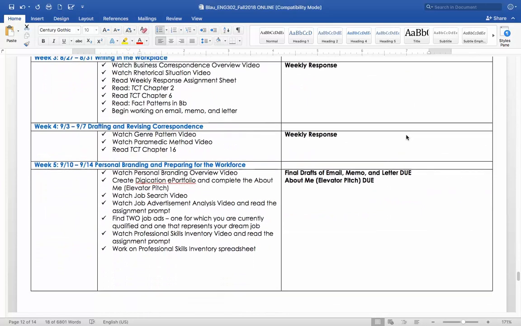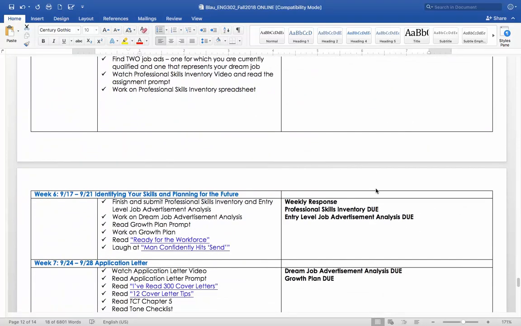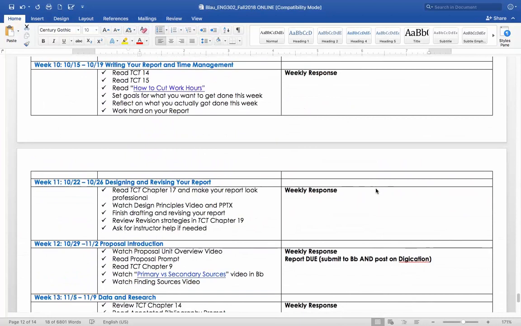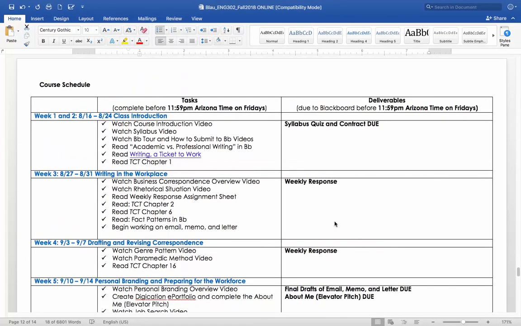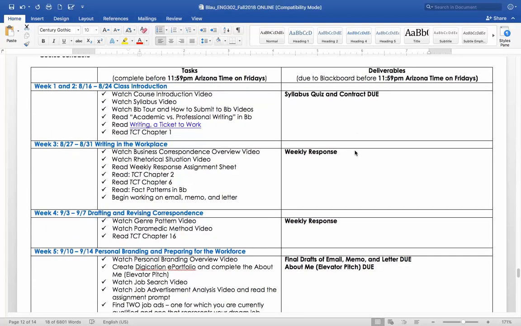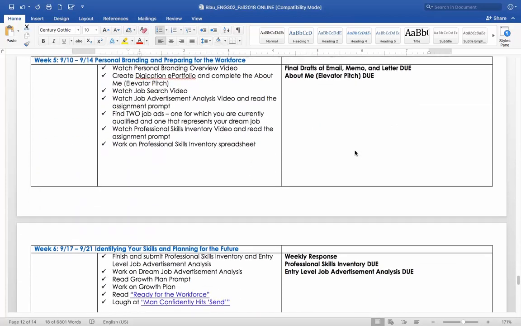So I hope that this was helpful for you. And if you have any questions, please let me know. But I would make sure that you download the course schedule and keep it handy. If you have any questions about how to read the course schedule or how to understand when things are due, please let me know and I will be happy to explain it to you more in depth.